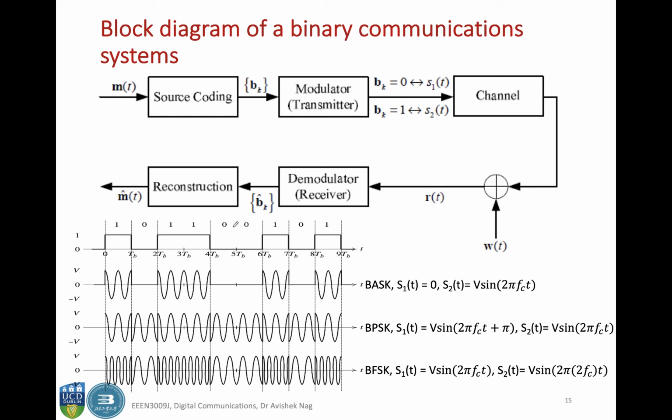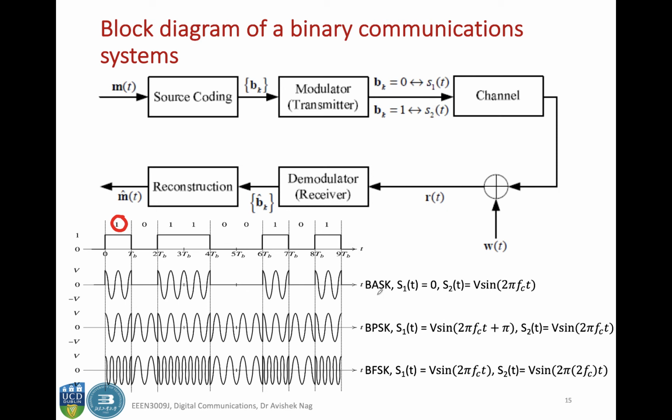So let's take an example. Let's say this is my message bearing signal. So this is a binary signal comprised of zeros and ones. So let's say these are the numbers that are emitted from the source. So at the first slot, between 0 to T_B, I have a 1. So this means my b_k is 1, and whenever I have a 1, I will have S2(t).